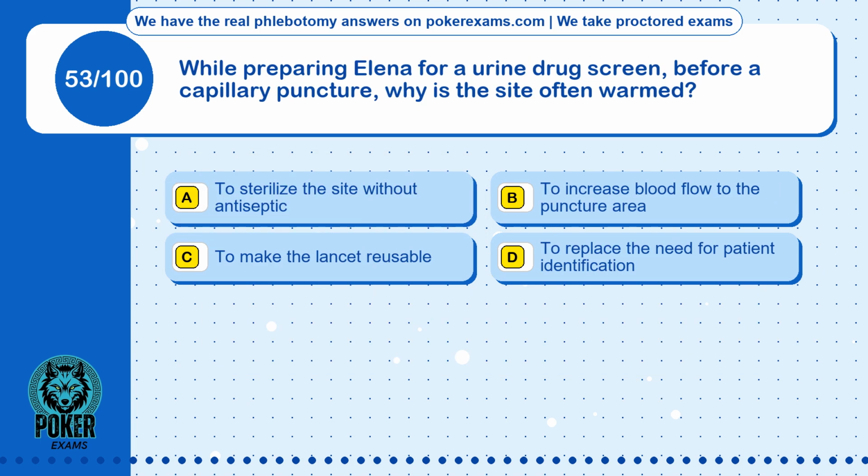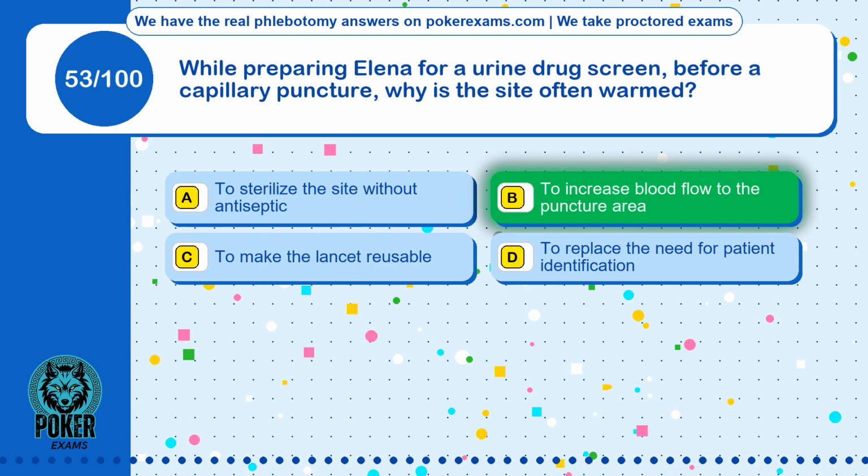Question 53. While preparing ELENA for a urine drug screen, before a capillary puncture, why is the site often warmed? Option A. To sterilize the site without antiseptic. Option B. To increase blood flow to the puncture area. Option C. To make the lancet reusable. Option D. To replace the need for patient identification.